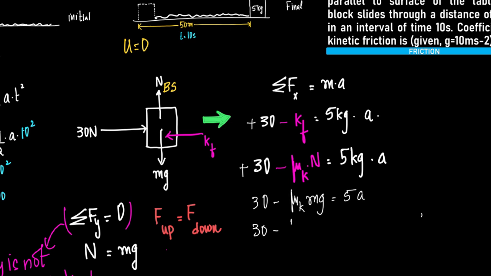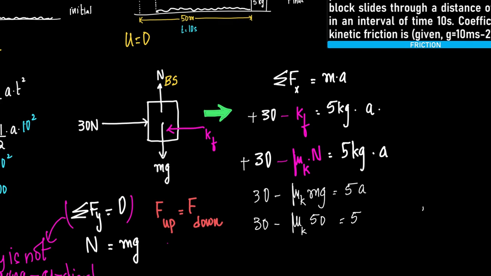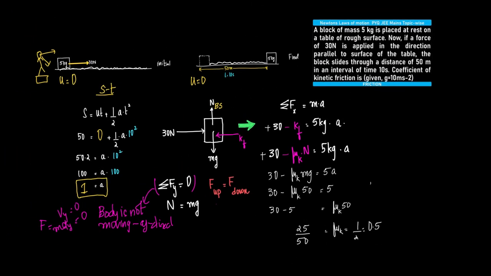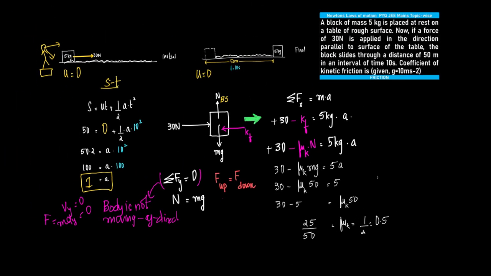So we have 30 minus mu k, what's the value of mg? It should be 5 into 10, which is 50, is equal to 5 into a, and we found a to be 1, so it is 5 into 1. Therefore we have 30 minus 5 is equal to mu k times 50. What is 30 minus 5? It is 25. So we have 25 by 50 is equal to mu k, which is equal to 1 by 2. Therefore mu k is equal to 0.5. So the answer to the question is, the coefficient of kinetic friction is 0.5.